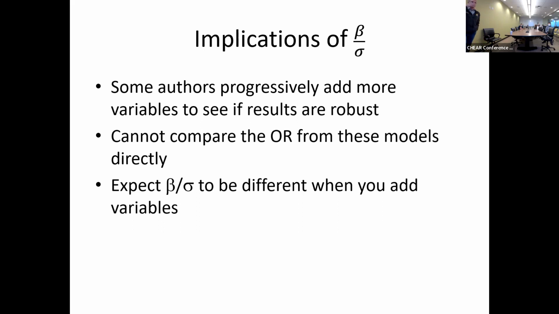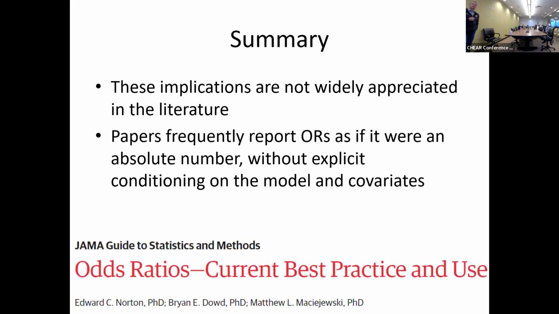Often things move around. That makes absolutely no sense with a logistic regression, because even if beta is stable, beta over sigma won't be. You're estimating beta over sigma, and you have no idea what sigma is. So you don't expect it to be constant. Okay, next slide.